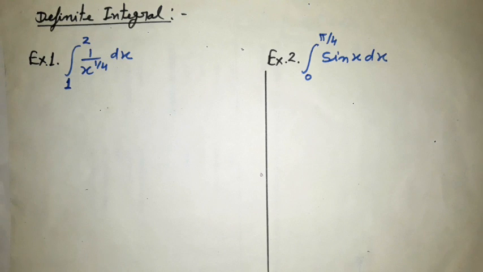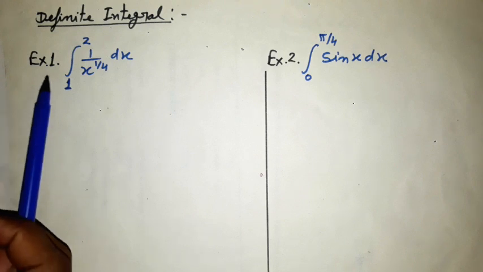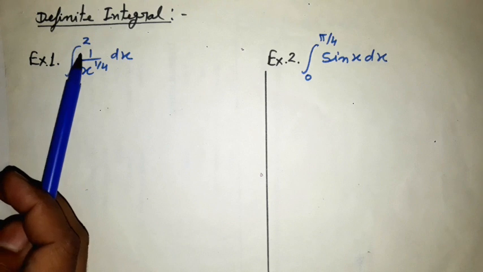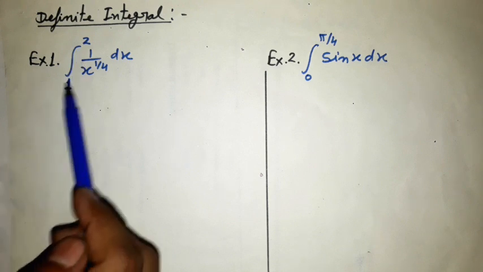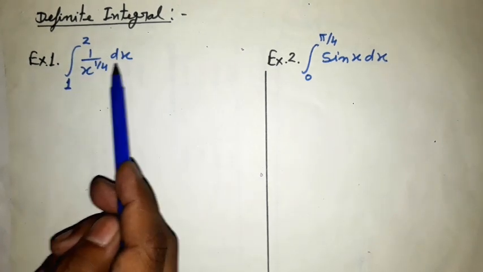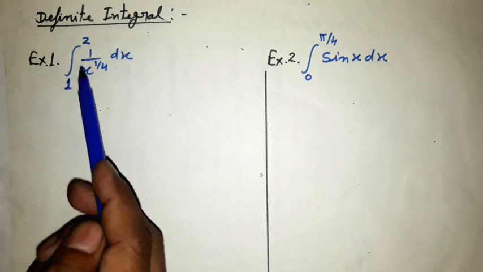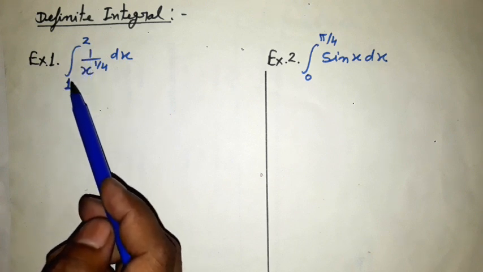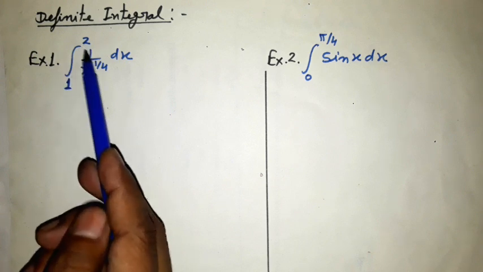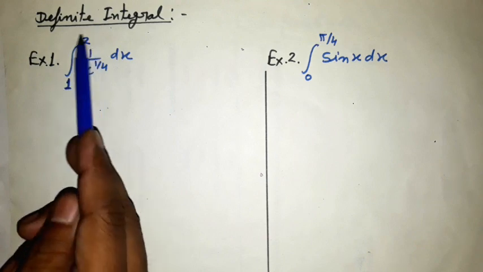Now we will start the definite integration. For the definite integration, there will be limits of the integration. Then this limit shows that the value of x lies between 1 to 2, or lower limit to upper limit. This is the lower limit and this is the upper limit.